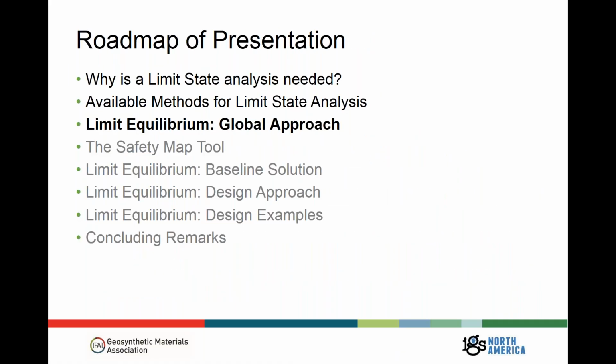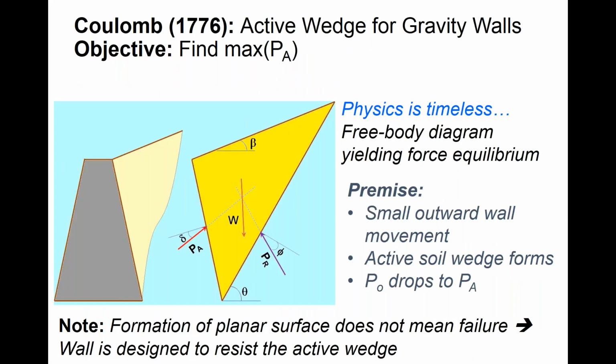So let's delve into limit equilibrium and how it works, just briefly. The oldest limit equilibrium approach was developed by Coulomb in 1776, a couple years ago. The basic approach was not considering reinforcements, but considering gravity walls and earth pressures, basically. The earth pressure resultant considering cases that aren't so simple. And what it is, an active or a passive wedge, but in this case we'll focus on active. An active wedge forming for gravity walls.